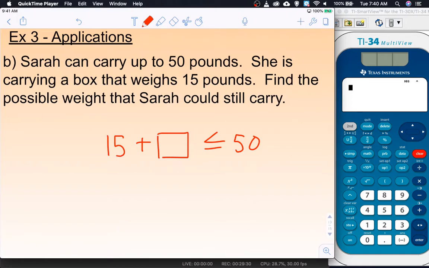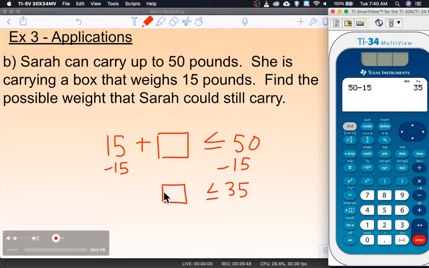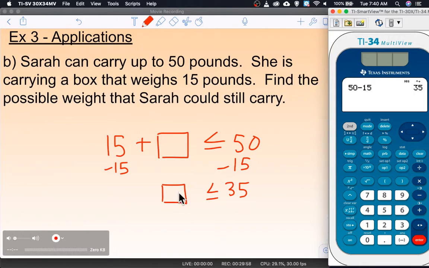Well, let's see. If I subtract my 15 on both sides, I'm going to keep the box for now. And then 50 minus 15 should be 35, but I'll use the calculator. I haven't used the calculator yet this entire lesson. There we go, 35. So as long as this box weighs less than 35 pounds, or 35 pounds or less, she could carry it. So she could carry something that's 22 pounds and something that's 3 pounds, or a box that's empty weighs 0 pounds, up to 35, but no more than 35 pounds.